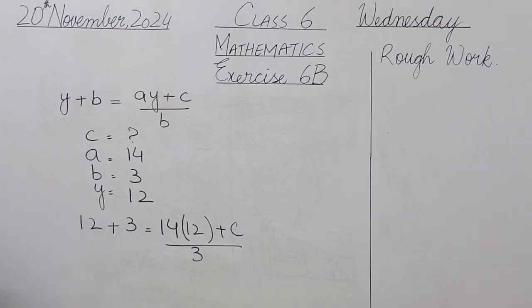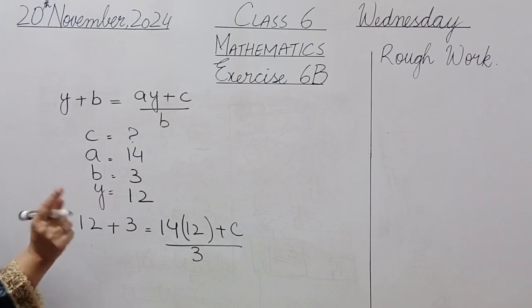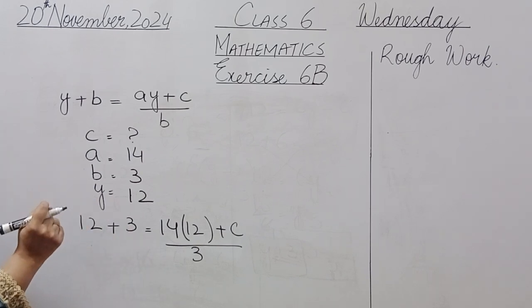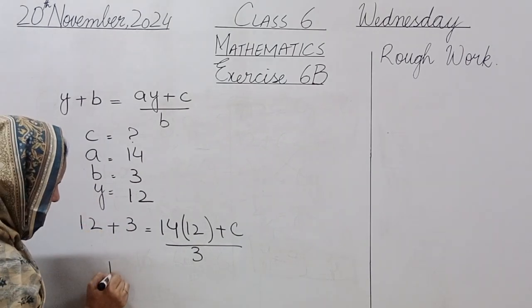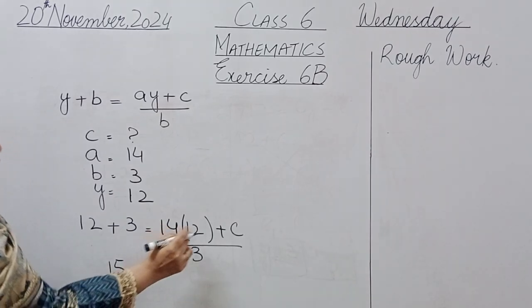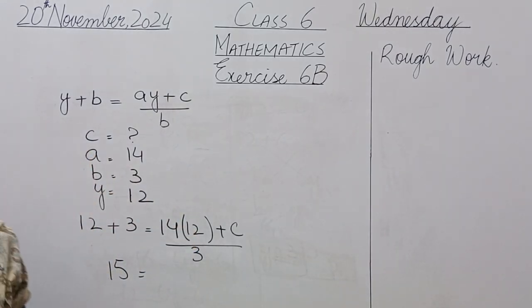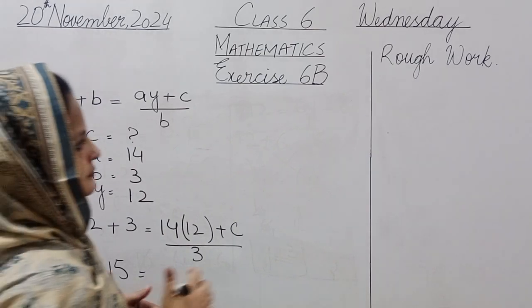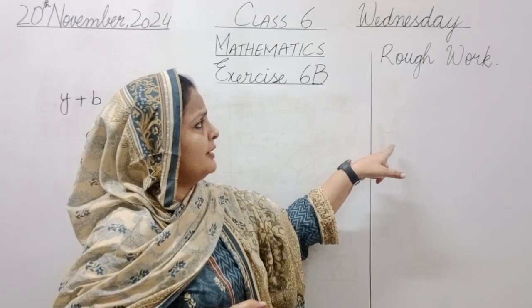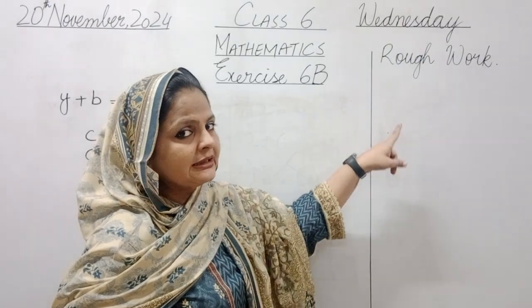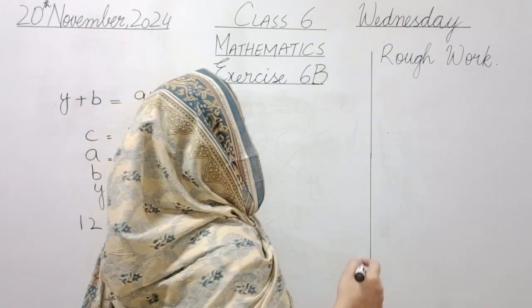Okay. Fatma, 12 plus 3. 15. Good. 14 multiplied by 12. Correct, sir. Hurry up, quickly. Solve it on your own and tell me the answer. Do you want me to solve it here in the rough work corner?